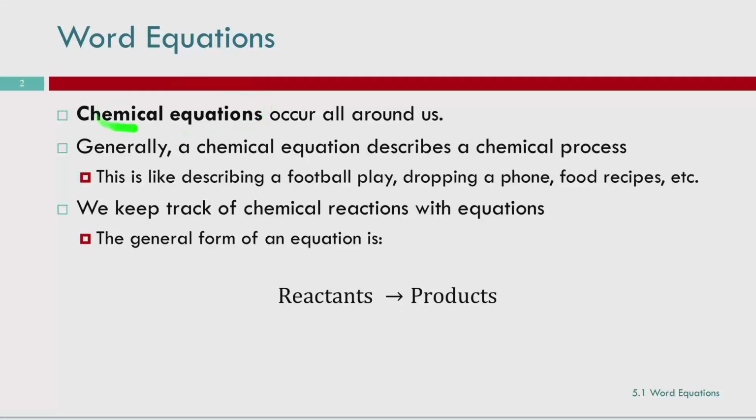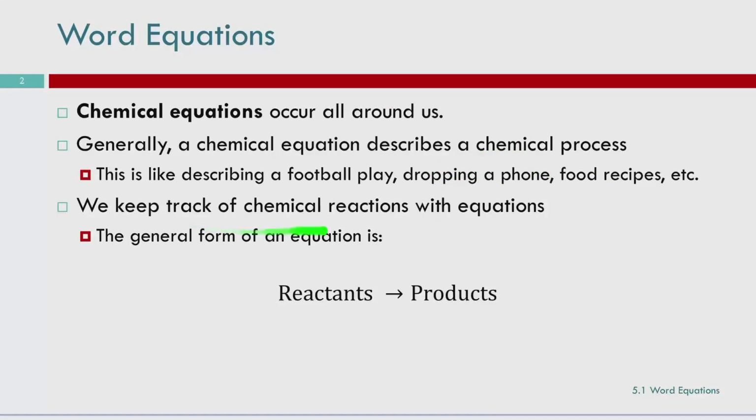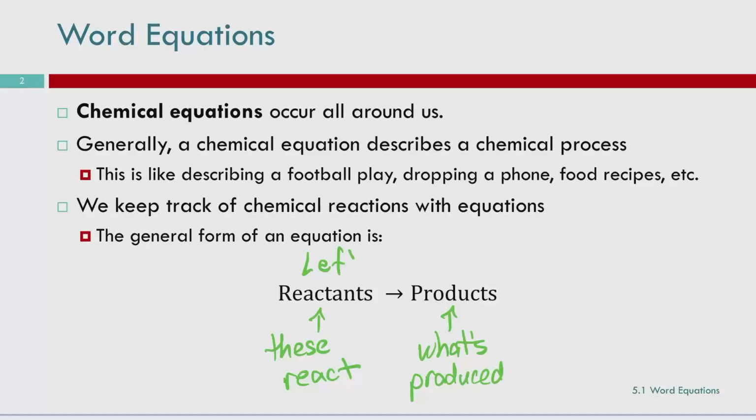So these chemical equations are sort of like if you're describing a football play to somebody or the outcome of a sporting event. If you drop your phone, food recipes, etc. The way that we keep track of chemical reactions with equations has this general form where we've got our reactants on the left side. Reactants, believe it or not, react. So those two things, you put them together, something happens, and out the other side comes the products, just what's produced. I will often talk about these interchangeably as left and right, and reactants and products.